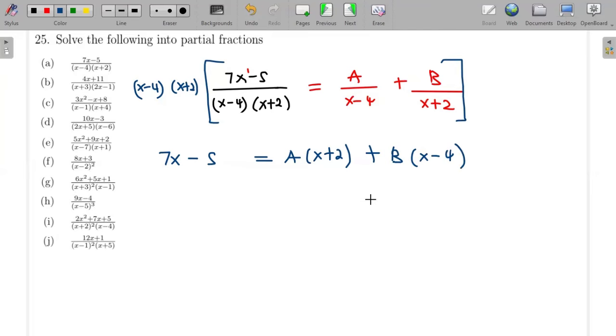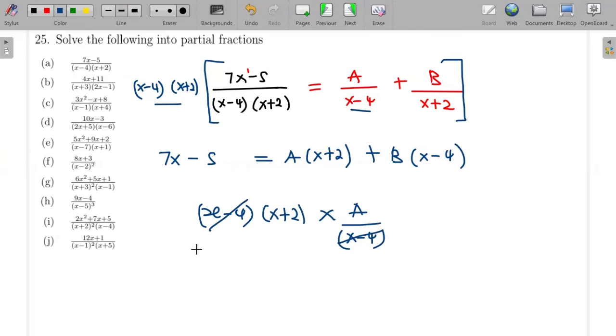So in case someone is not seeing what is happening, it's this one. If I multiply this with this one, what I'm simply saying is x minus 4 and then x plus 2 multiplied by A over x minus 4. So you see that the x minus 4 cancels with the x minus 4. So I just remain with A multiplied by this. This is what I wrote here. And it's the same thing that is going to happen there.